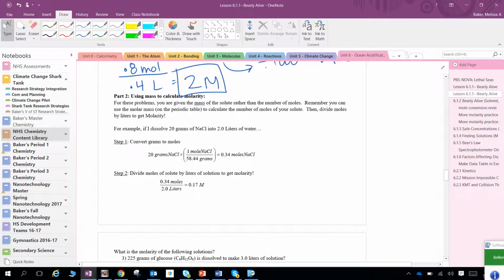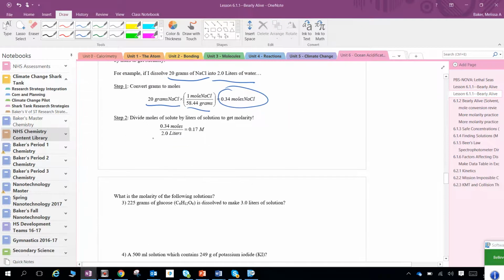What if you're not given moles? So this is a throwback. What if you're given grams and you're expected to convert it into moles before you solve the molarity problem? So for example, if you dissolve 20 grams of NaCl in 2 liters of water, well, first you've got to take 20 grams and divide by its molar mass to figure out how many moles of that substance it is. Then you can go ahead and finish and do the moles divided by liters to figure out the concentration.